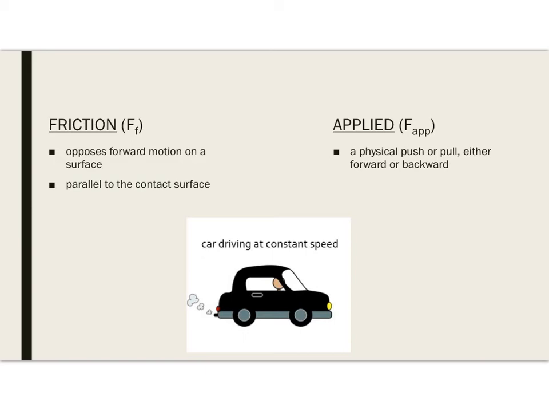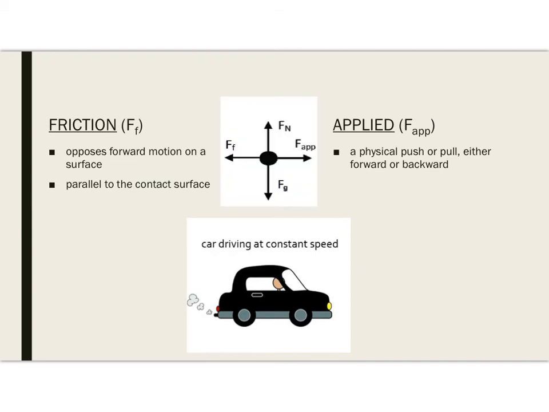So let's say we have a car that's driving at constant speed. Now, those of you that drive or have ever been in a car, hopefully you know that in order to keep up a constant speed in the car, you have to keep applying your foot to the gas pedal. That's because there's friction on the wheels of the car going the opposite way, and you have to keep applying that force in order to keep the car moving.